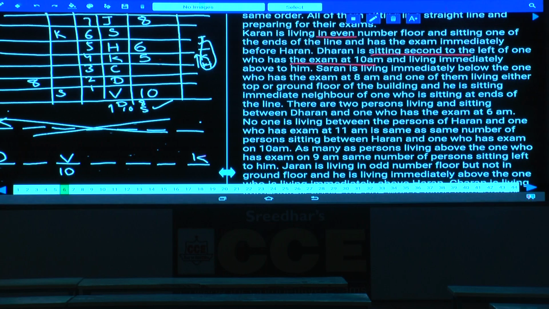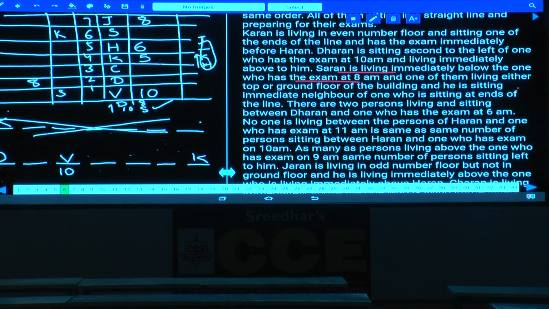Dharan is seated second to the left of the one who has exam at 10 o'clock, and living immediately above him. Next one. Saran is living immediately below the one who has exam at 8 o'clock. We have taken that one.